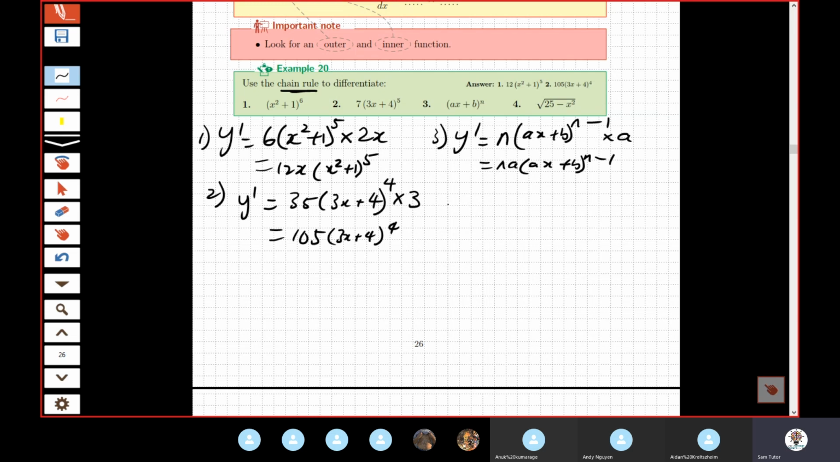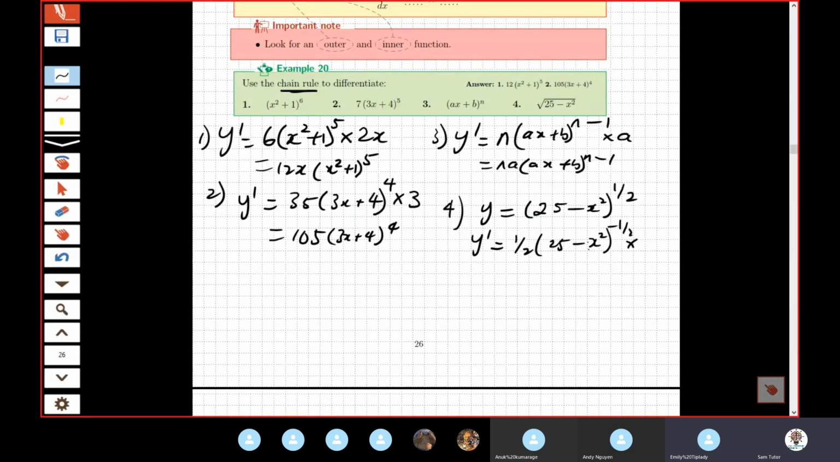Emily, question 4. Since it's a third, we don't want a third, so it equals bracket 25 minus x squared to the power of a half. Beautiful. y dash equals a half bracket 25 minus x squared bracket to the power of negative a half times 2.